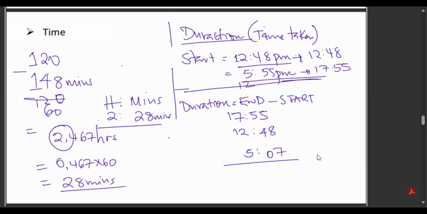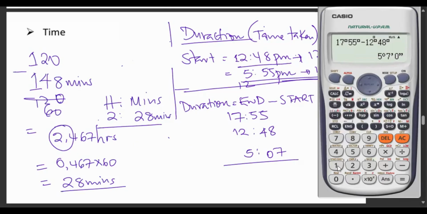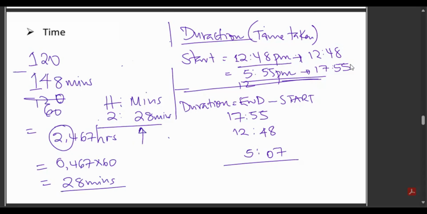How do you use your calculator? When you just come here and say 148 divided by 60 equals. So the moment you press and you come and press this, 2 hours, 28 minutes. 2 hours, 28 minutes. That's how we use that key. Okay. That is time, duration, and converting.